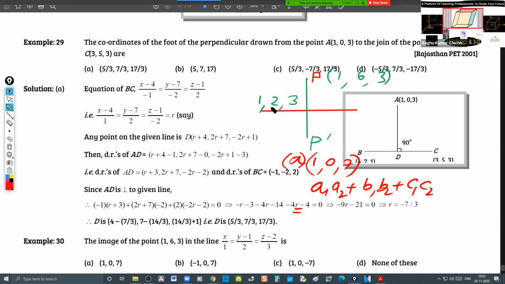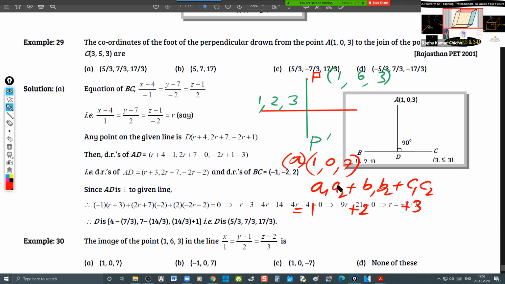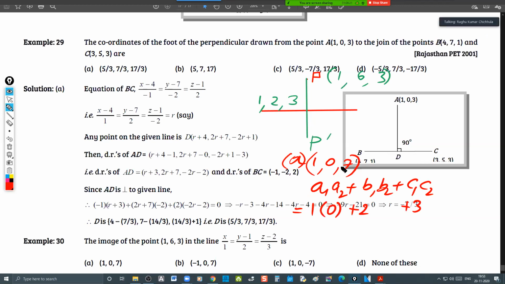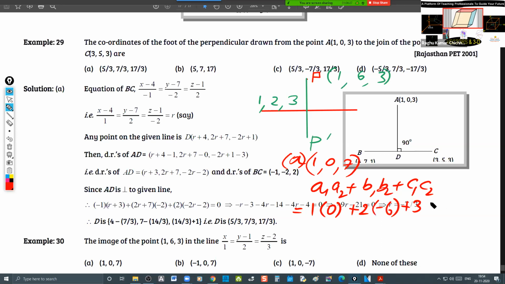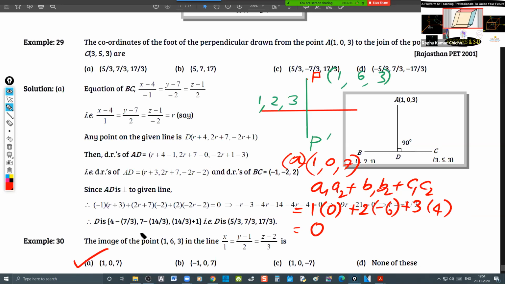So what are A1, B1, C1? 1, 2, 3. Correct? Yes, sir. Now A2, B2, C2: that is 1 minus 1, 0; 2 minus 6, minus 4. Is it 0 or not? Yes, sir, it is 0. So the answer is this only. You don't have to go further. That is why you are getting it in the first option itself.